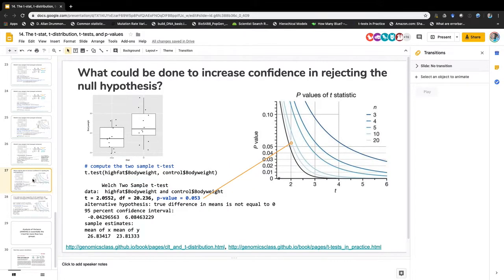So we know that our degrees of freedom is roughly 20. So all we do is we take this test statistic and we look it up on this lightest blue shaded line, which reflects a sample size of 20. I know it's not quite right, but I didn't want to make this plot myself, so I'm just borrowing the one that's in this paper, and that's pretty darn close to the p-value that we get, 0.053 from this two sample t-test.